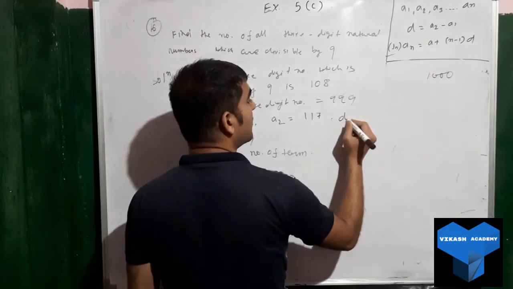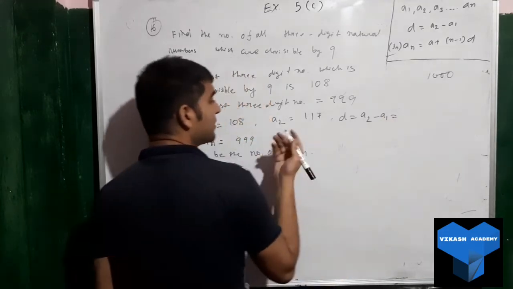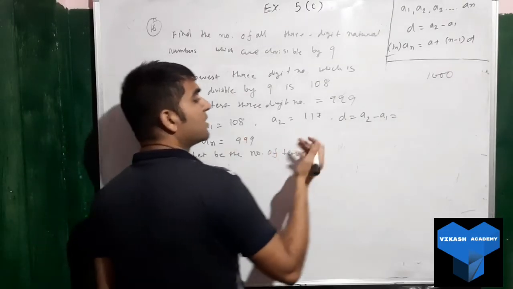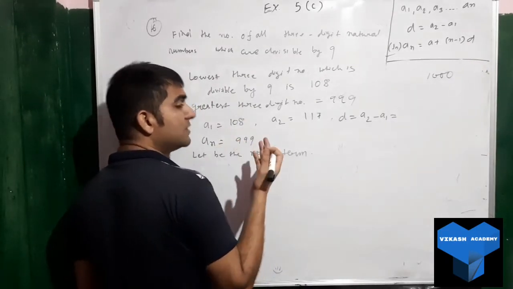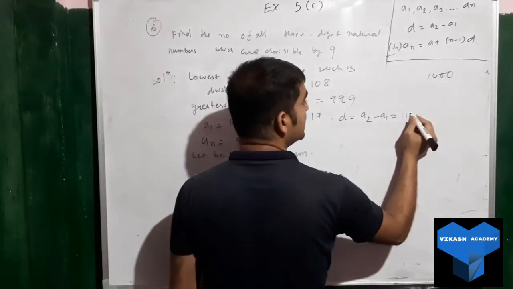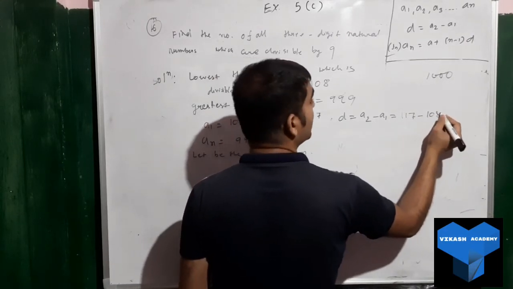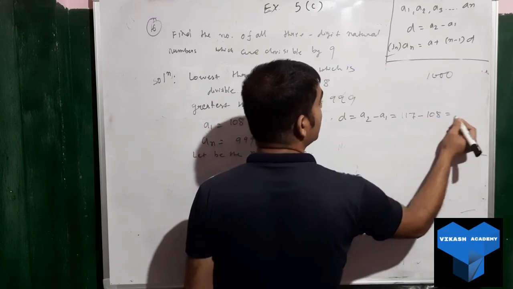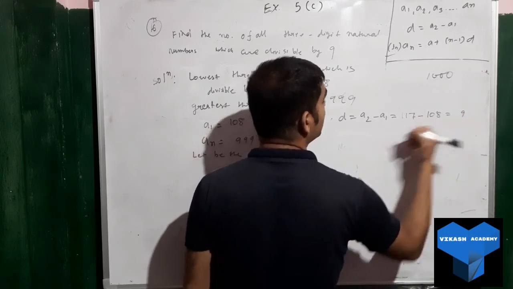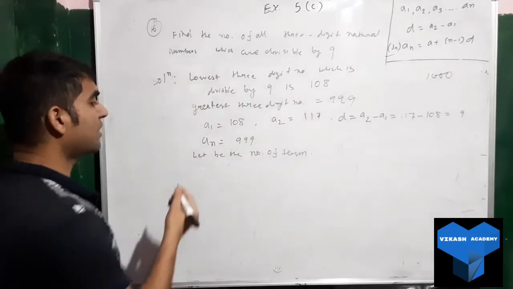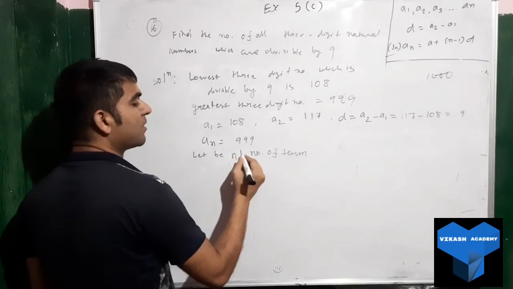You find the common difference as A2 minus A1, which gives 9. That way you can also directly write D is equal to 9 because they are asking for numbers divisible by 9. 117 minus 108 is 9. Now let N be the number of terms.